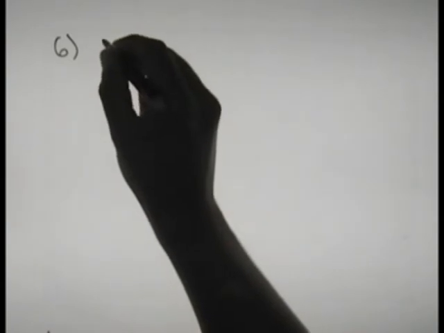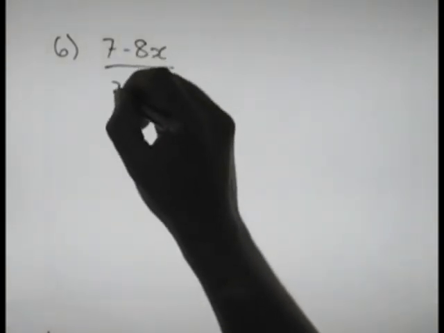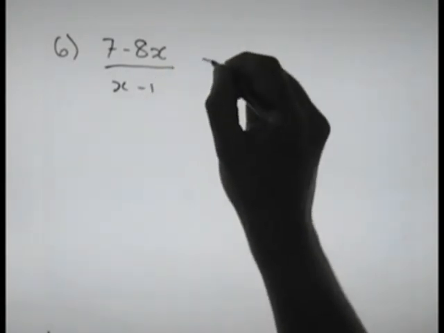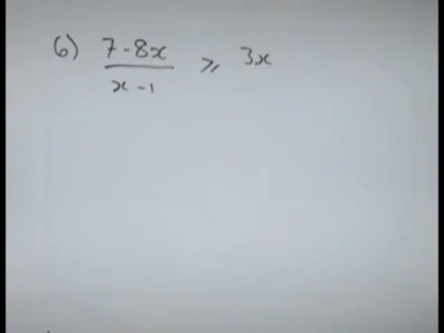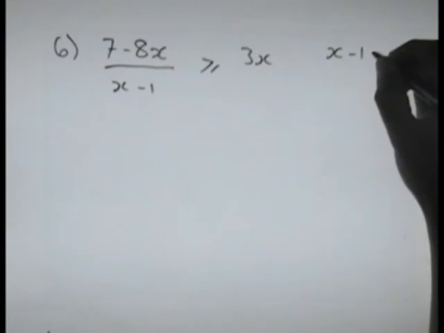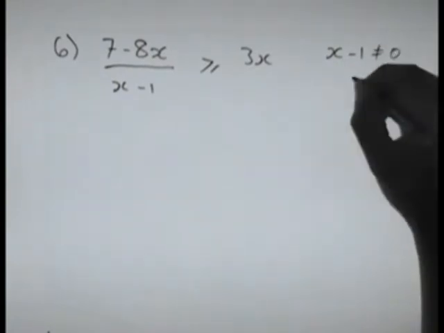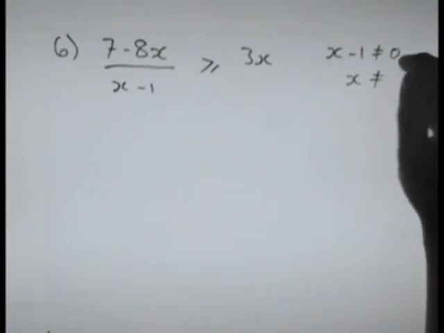Number 6. 7 minus 8x, divided by x minus 1, is greater than or equal to 3x. Again, start off by saying x minus 1, which is our denominator, cannot equal 0. That means that x cannot equal positive 1.